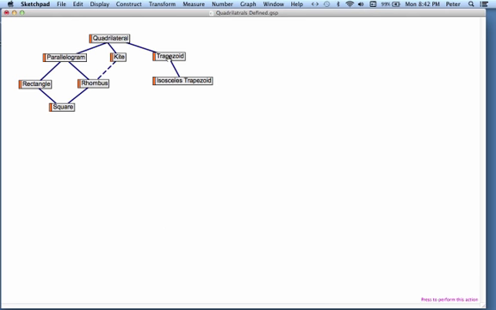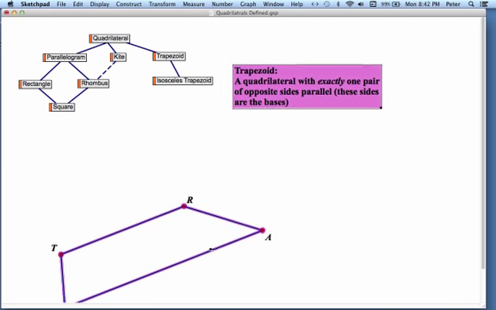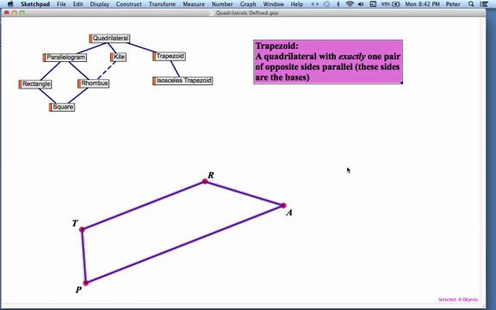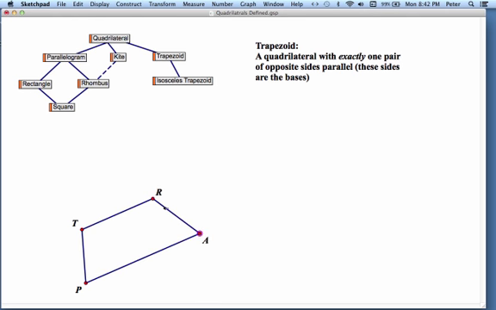Okay, let's now take a look at the last class of quadrilateral, which is going to be a trapezoid. And a trapezoid has exactly one pair of opposite sides parallel. So that means that TR is parallel to AP, and only those two sides. Because as soon as we try to make another pair of sides parallel, you're going to end up getting something that is a parallelogram. So a trapezoid has exactly one pair of opposite sides parallel.